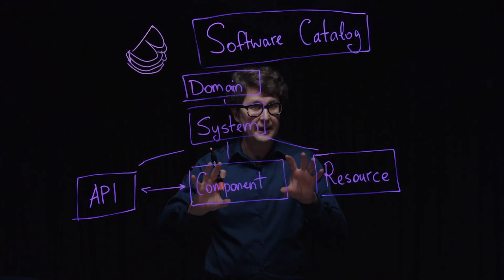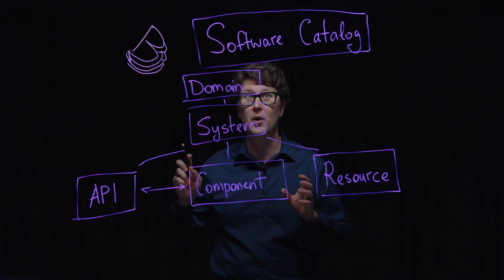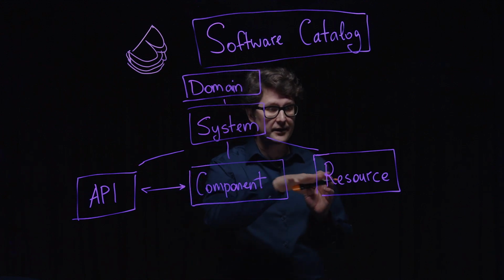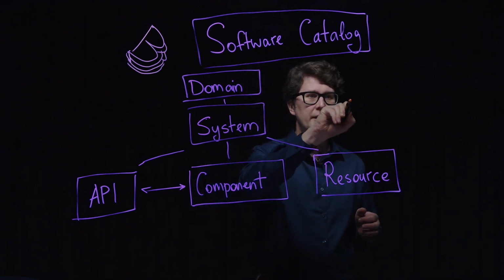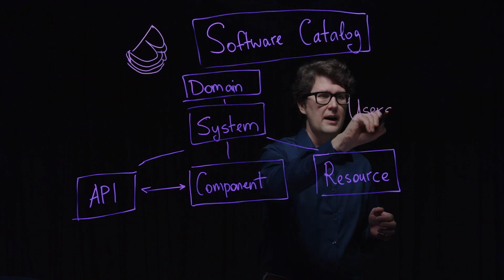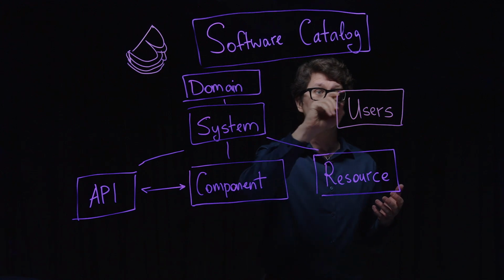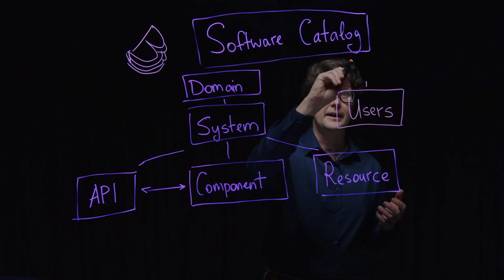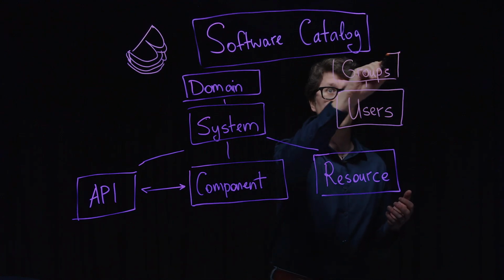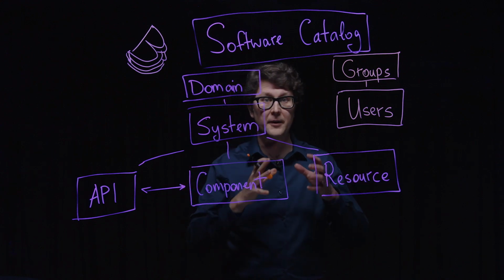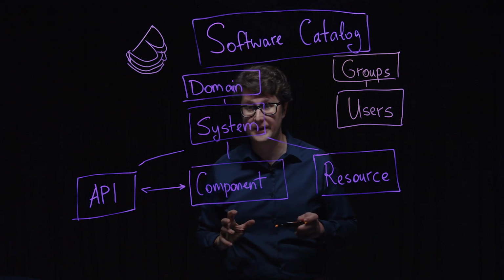I mentioned in the beginning that ownership is also an important part of our object model and the software catalog. To reflect the ownership of each of these assets, I will bring to you users as individual contributors that are in their turn aggregated into groups, which can refer to teams or different squads depending on how it is organized in your organization.